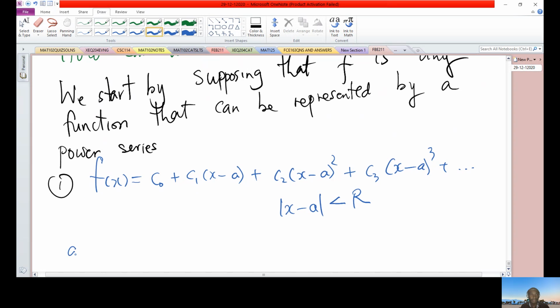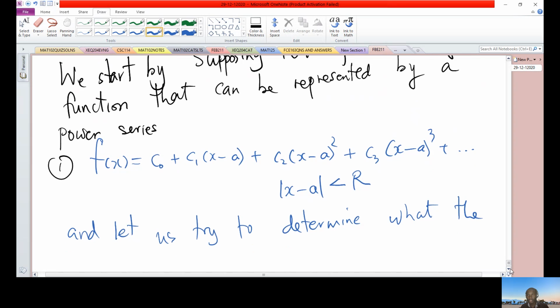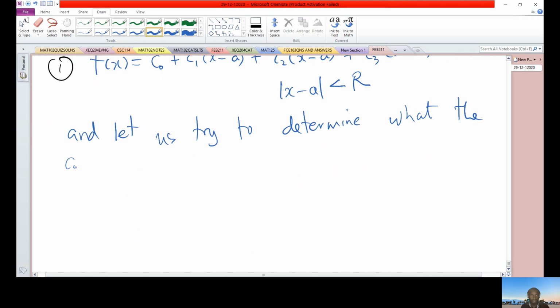And then let us try to determine what the coefficients Cn must be in terms of f.